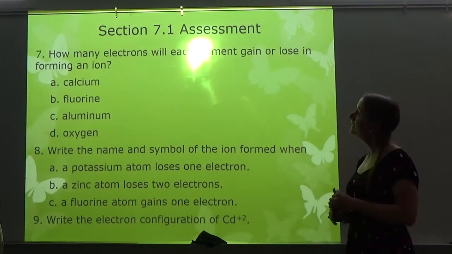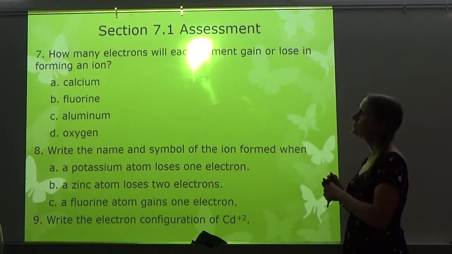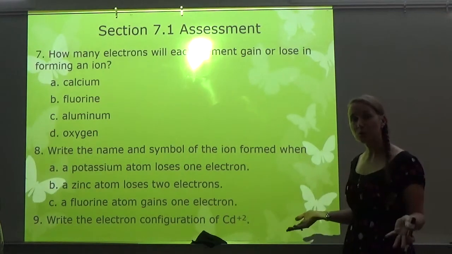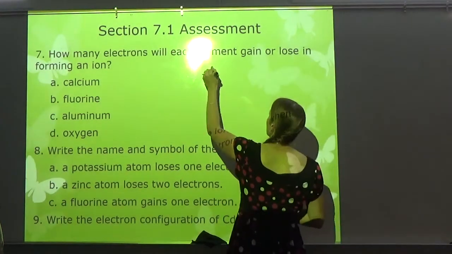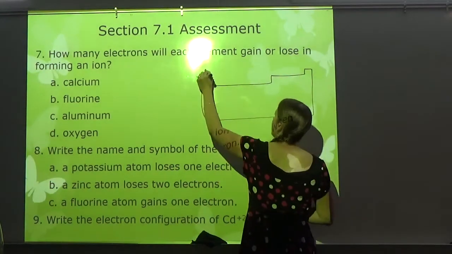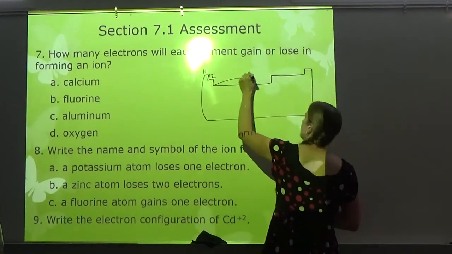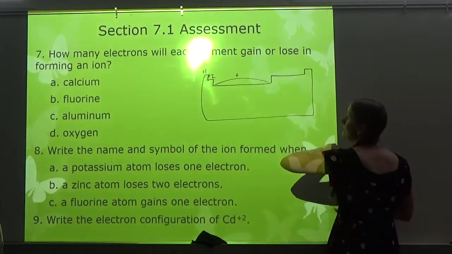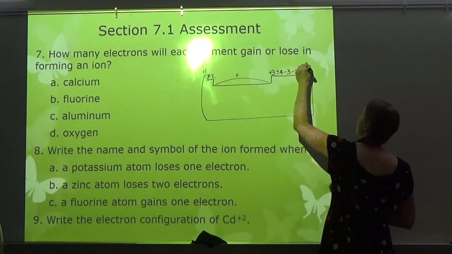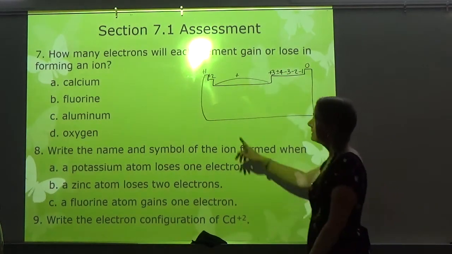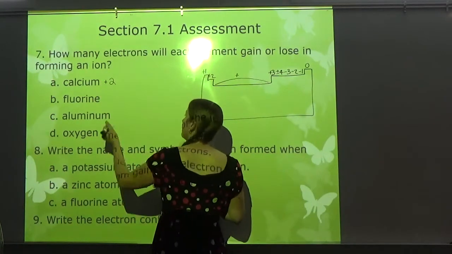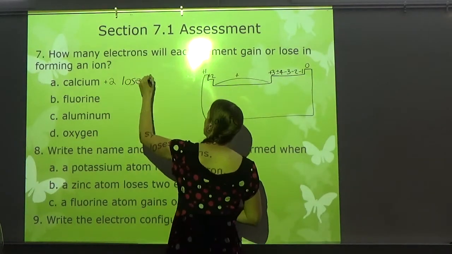All right, so it says how many electrons will each element gain or lose in forming an ion? All you need to do is figure out what the charge is, and then that will tell you what it will gain or lose. So real quick, let me put our makeshift periodic table up here again. Remember, everything in group 1 is positive 1, then positive 2. All our transition metals are positive something. Then we have positive 3, plus or minus 4, minus 3, minus 2, minus 1, and 0. So calcium is in group 2. That means it has a positive 2 charge, so it's going to lose 2 electrons.